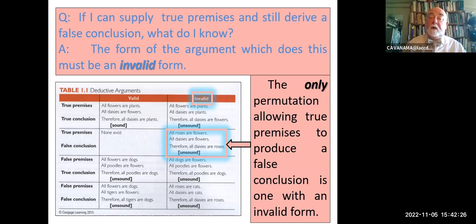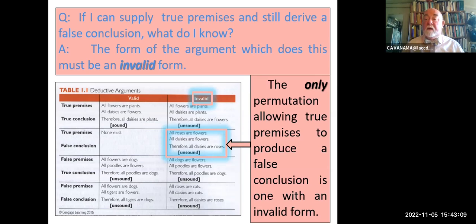So the aqua rectangle there picks that out, but notice right to the left of that, there's a blank space. True premises and a false conclusion can never occur if your form is valid. If you get true premises producing a false conclusion, then you know that argument can only be an invalid one. Whereas if you have true premises and a true conclusion, you might get that result with an invalid argument as well as a valid argument. And if you have false premises and a true conclusion, you might get that with a valid argument as well as an invalid argument. And likewise, false premises and false conclusions can be produced by a valid argument as well as an invalid argument.